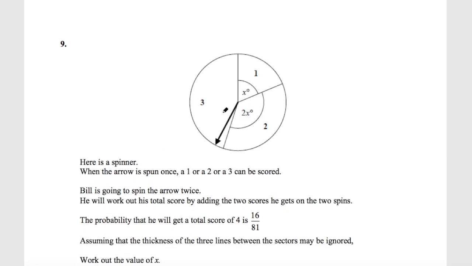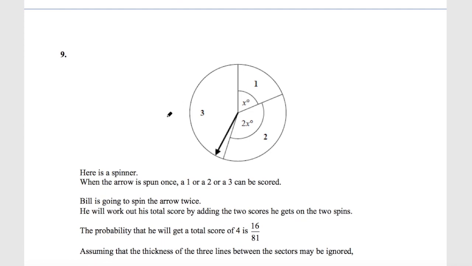Well, on the first spin, he could get 1, 2, or 3. And on the second spin, he could get 1, 2, or 3. So if you think about your learning of combinations and counting, you know that there's 9 possibilities of the 2 spins. So actually, let's have a look at what those possibilities are.